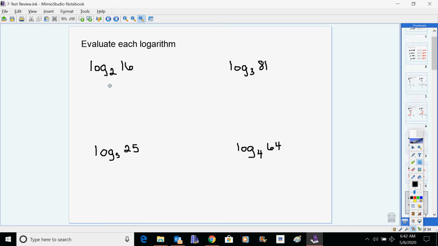Evaluating the logarithm, you're asking yourself the base to what power gives you this number. Okay, so 2 to the 4th power, 3 to the 4th power, 5 to the 2nd power, and 4 to the 3rd power, all will give you the right answer. So when it's saying evaluate the logarithm, you're just looking for a single answer. Again, 2 to the 4th power is 16, 3 to the 4th power is 81, 5 to the 2nd power is 25, and 4 to the 3rd power is 64.